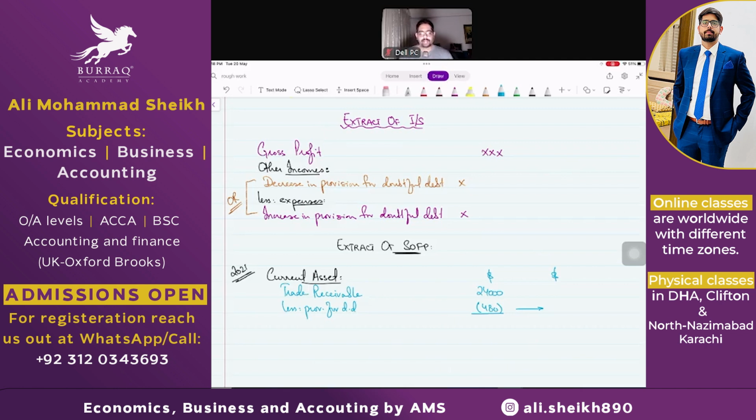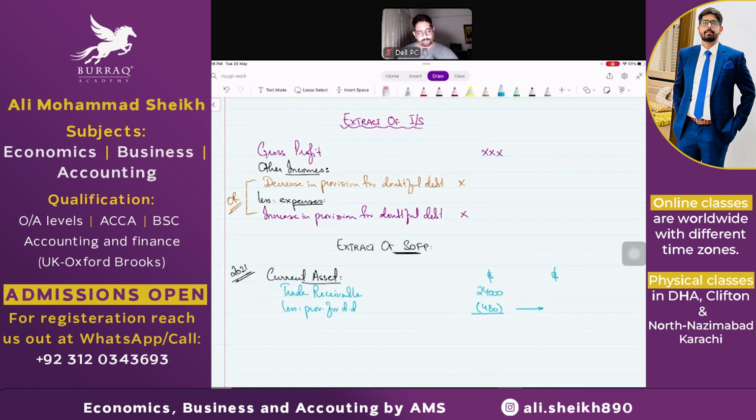I am repeating it again. For income statement, you need to put the difference. If it's increasing, it's an expense. If it's decreasing, it's an income. But in a statement of financial position, under the heading of current assets, you need to deduct the entire provision for doubtful debt amount of that particular year from your trade receivables. Because in a statement of financial position, we always take closing balances at the end of the financial year.